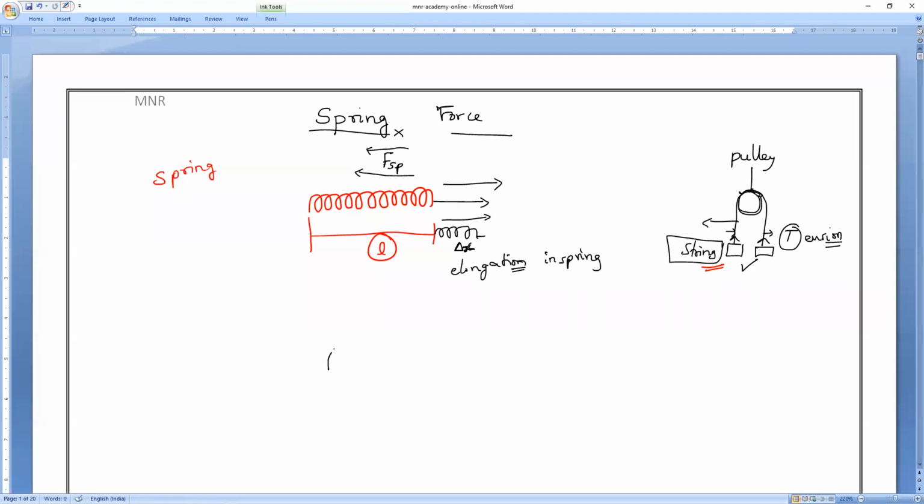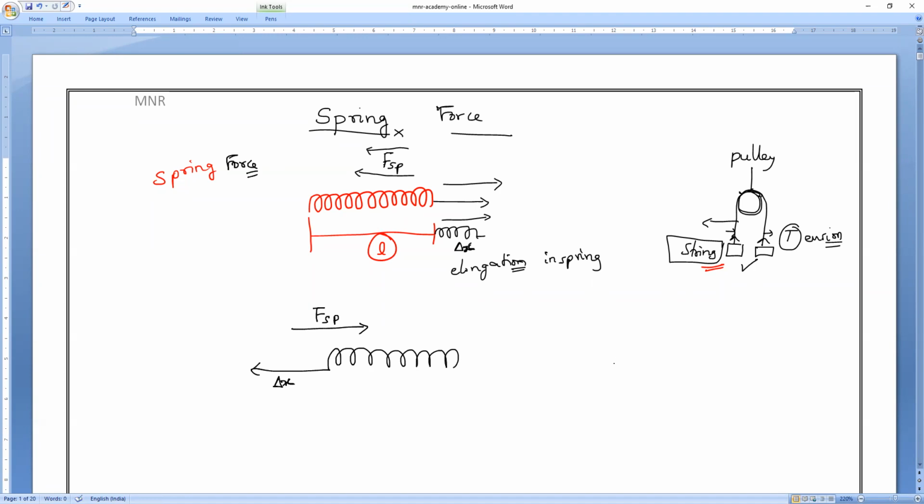Now, for example, if I stretch on this side, the elongation is delta x. Then what about the spring force? The spring force will act in the opposite direction. So keep in mind, the spring force will always act opposite to the elongation of the spring.